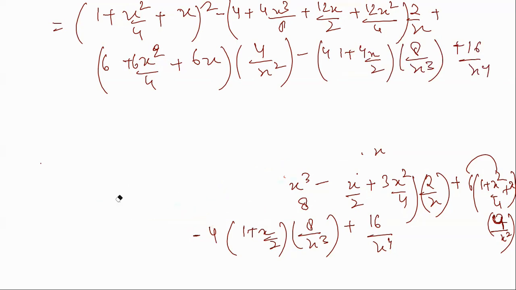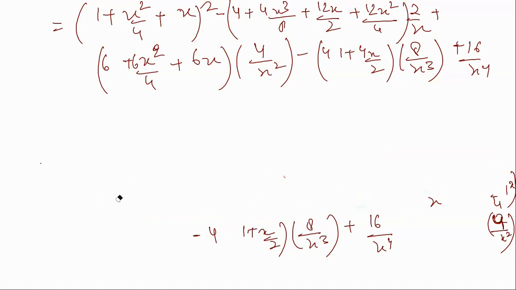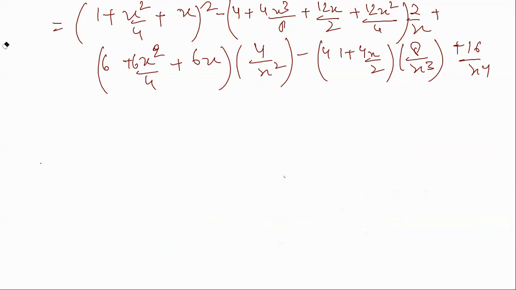Okay. Now, if you will see the first term, you have again a square with 3 values. So I'm taking 2 as 1. So this I'm taking a and this I'm taking b. So a plus b whole square again. So a square is 1 plus x square by 4. So a square means 1 square plus 2 square, that is x square by 16 plus 2ab, that is 2 into 1 into x square by 4.